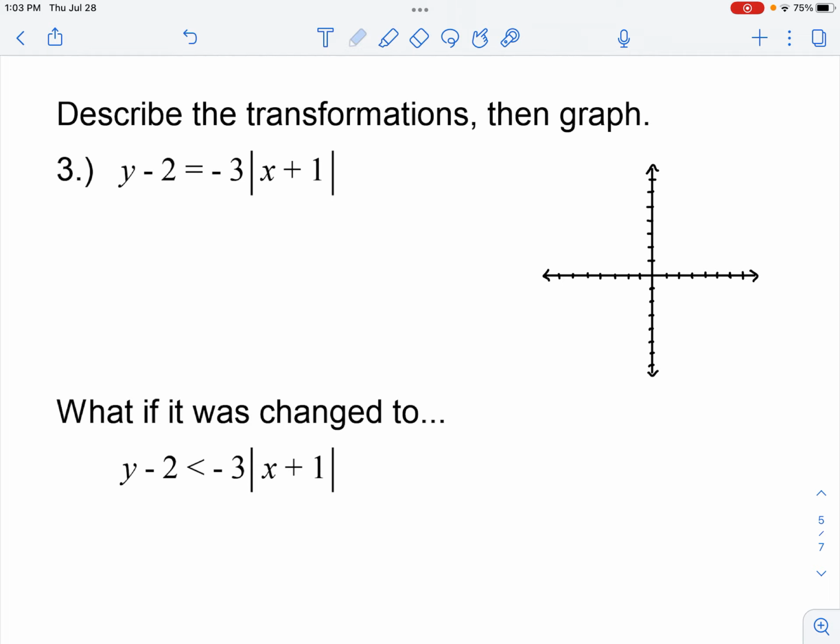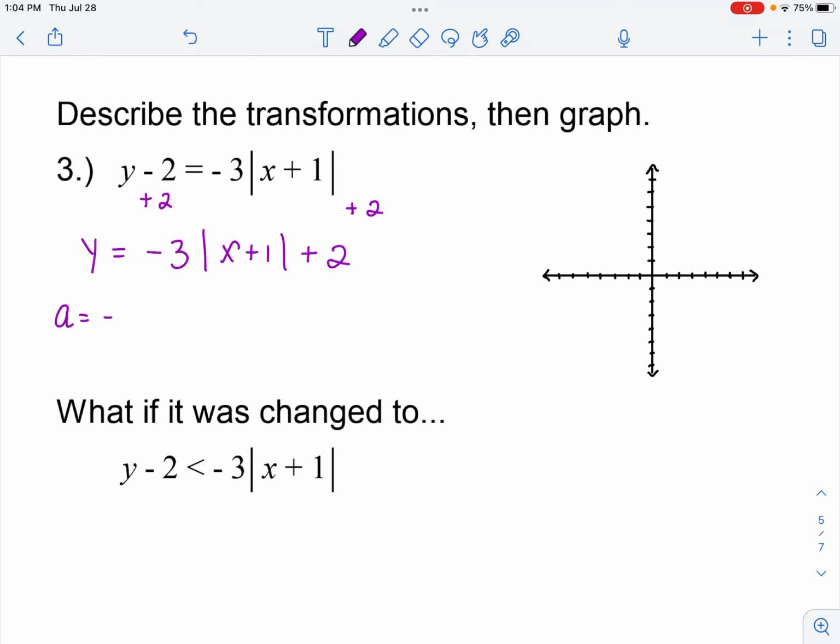Again, describe the transformations, then graph. Let's do this one purple. The difference here is the y is not yet isolated. We need to have the y by itself in order to graph this, so I'm going to add 2 to both sides. So I'm going to really have y equals -3 times the absolute value of x plus 1, plus 2. The 2 and the -3 cannot be combined because it's -3 times something, and I'm adding on a 2 after the fact. Order of operations says I would have to do the multiplication before I could add or subtract.